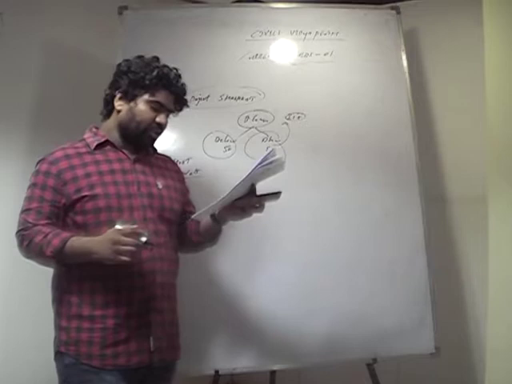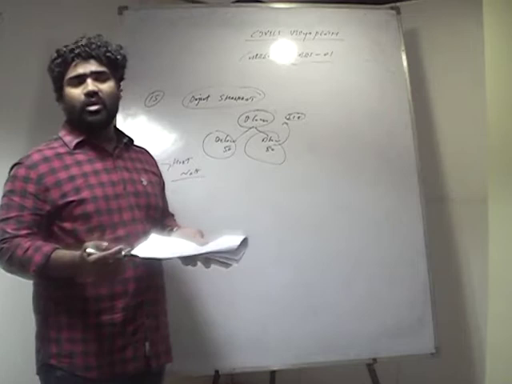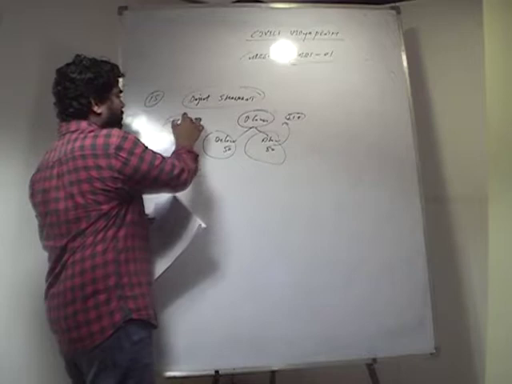SEBI is a member of that one. CAG is a constitutional body. How do you expect that to be a member of this one? So option D is correct. CAG, being a constitutional body, is not possible.